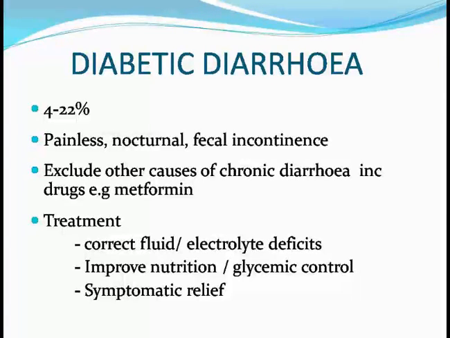Now let's move on to diabetic diarrhea, which is somewhat less common, and most studies will come at about 4 to 5%, although some of the studies have shown a higher percentage. And this is typically a painless nocturnal diarrhea and can cause fecal incontinence. Again, it is important to exclude other causes of chronic diarrhea and drugs which can cause diarrhea. And the treatment consists of correction of fluid and electrolyte deficits, improvement of nutrition, glycemic control, and symptomatic relief.